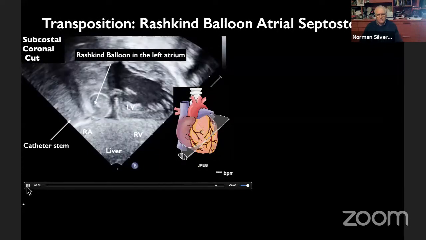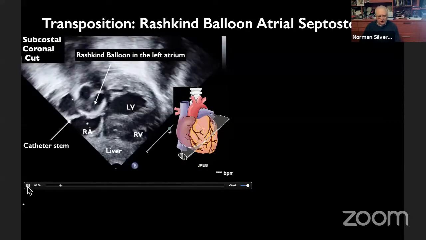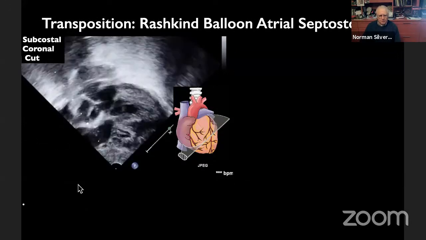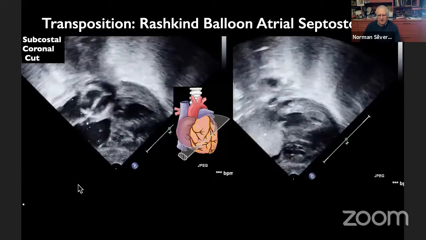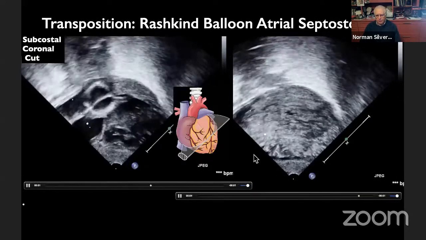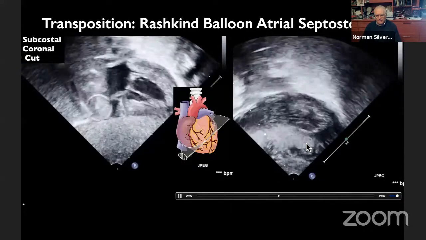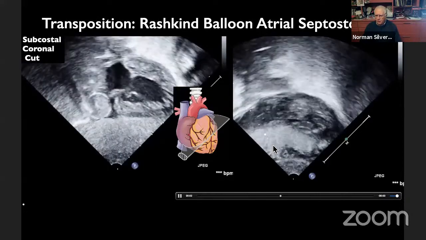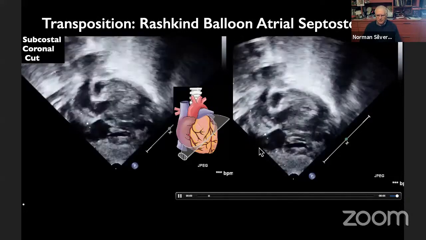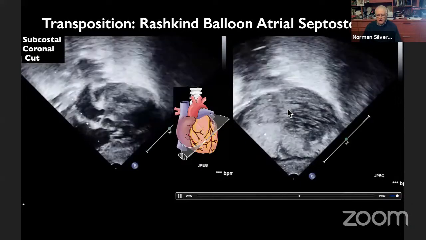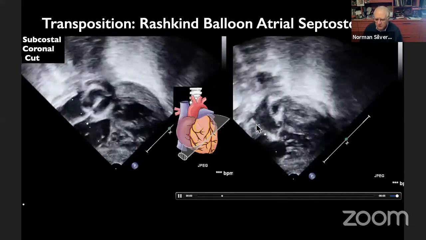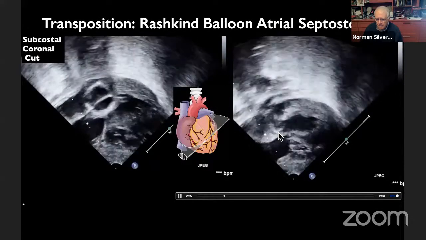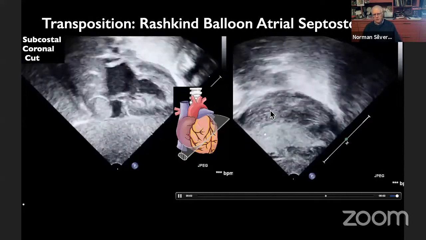Now, a good Rashkind should be done and evaluated. This was done by a fairly inexperienced person, and he was unhappy with it. So he did it again, and on the second catheter pull, he ruptures the balloon, and all of the contents of the contrast material are liberated into the heart. And you can see not only that there will be a left to right shunt, but also that there's mixing at atrial level, and this is oxygenated blood that is going from the atrium into the aorta here.